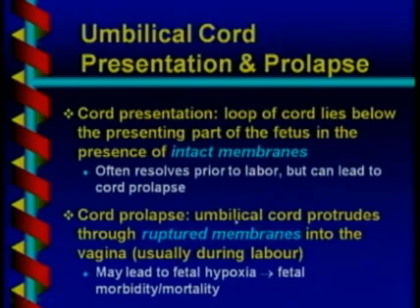The final abnormalities that we can diagnose by ultrasound, and it's important to recognize them if they're there, are umbilical cord presentation and umbilical cord prolapse. Cord presentation is when there's a loop of cord that lies below the presenting part of the fetus in the presence of intact membranes. And cord prolapse, which is much more important, is when the umbilical cord protrudes through ruptured membranes into the vagina, usually during labor. That can lead to fetal hypoxia and fetal morbidity and mortality.